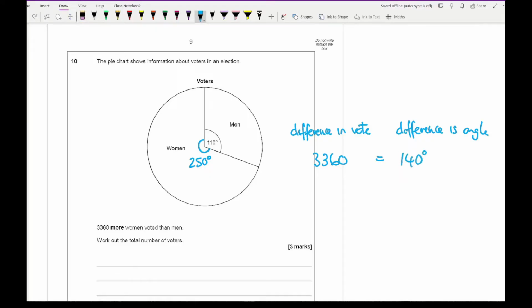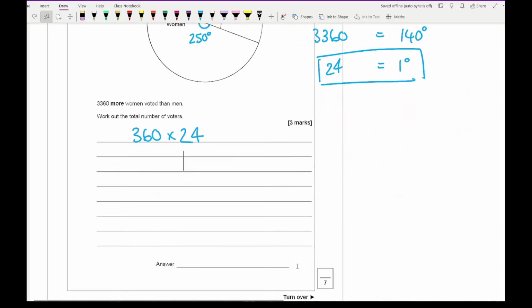So what we'll do is work out how many voters there are for one degree. So if I do 3360 divided by 140, I work out that 24 voters equals 1 degree. And how many degrees are there in a circle? Well, it's 360, so I just have to do 360 times 24, and if I do that on my calculator, let's have a look what I should get. So 24 times 360 gives me an answer of 8640.